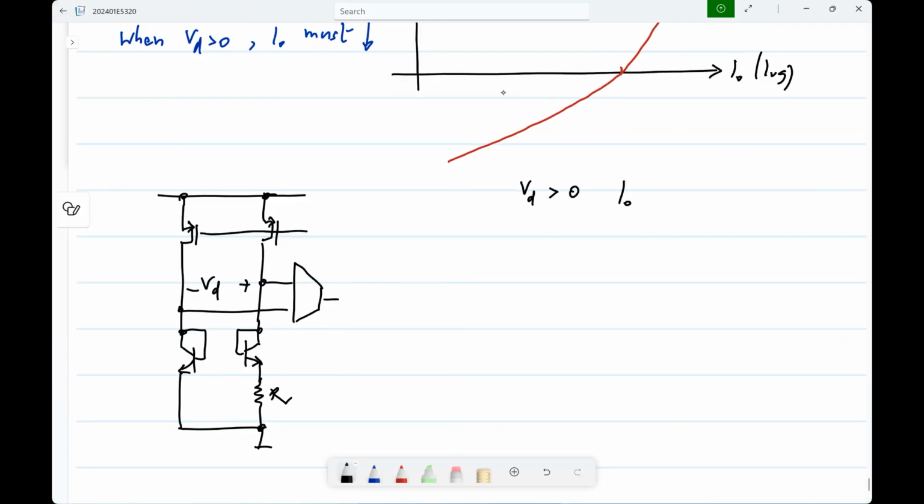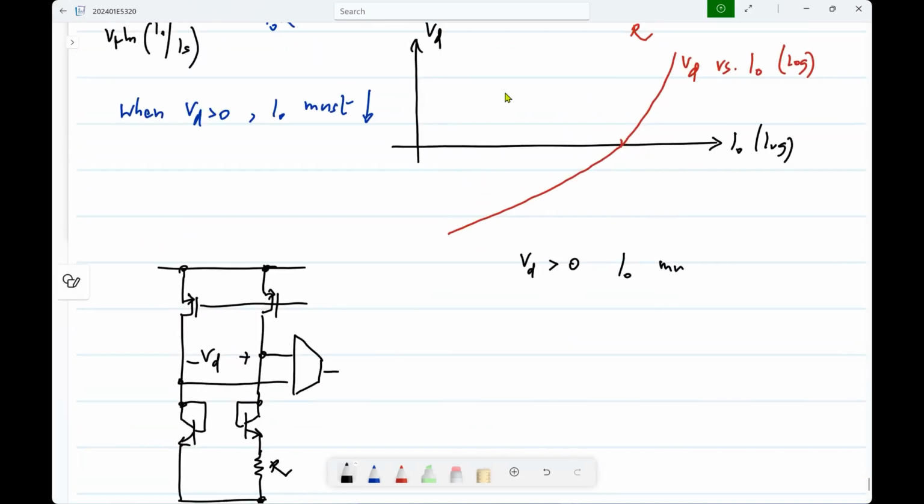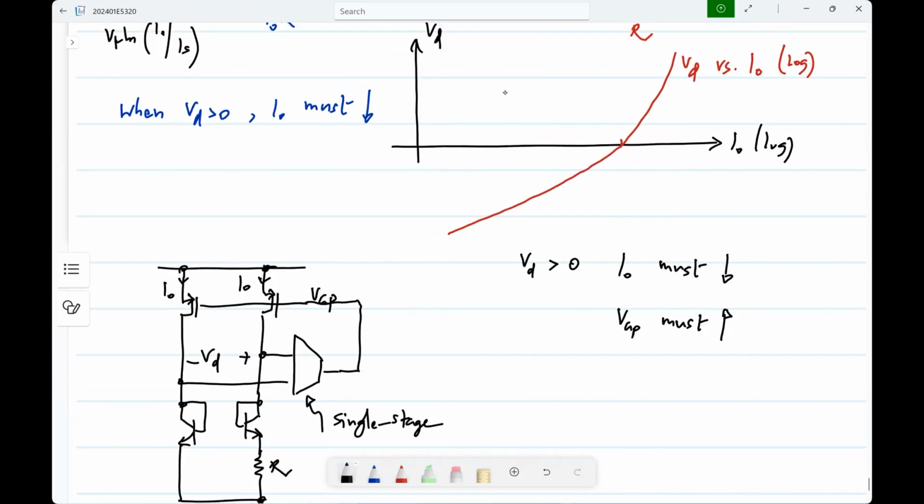So now Vd greater than 0, we said I naught must decrease. Here I am controlling it with VGP. So if I naught must decrease, this is I naught and this is I naught. What must happen to VGP? VGP must go up. So I will control it. This, let's say, is a single op amp.